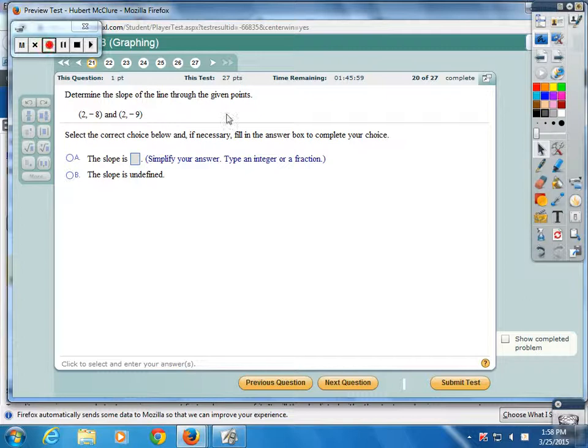Determine the slope of the line through the given point. So here's the slope. -9 plus 8 is -1. And 2 minus 2 is what? And what's wrong with 0 being in the denominator?